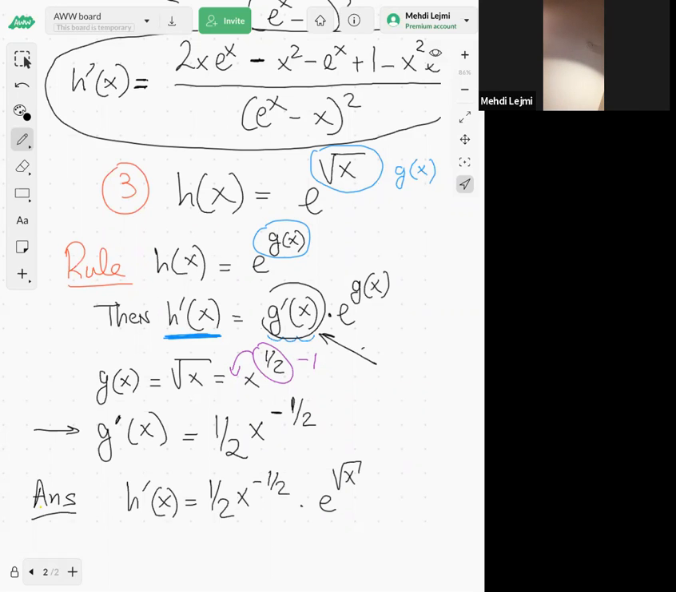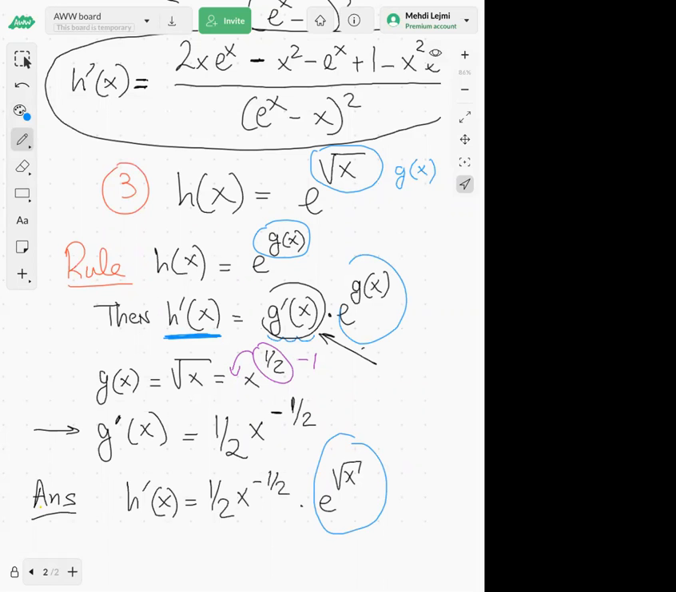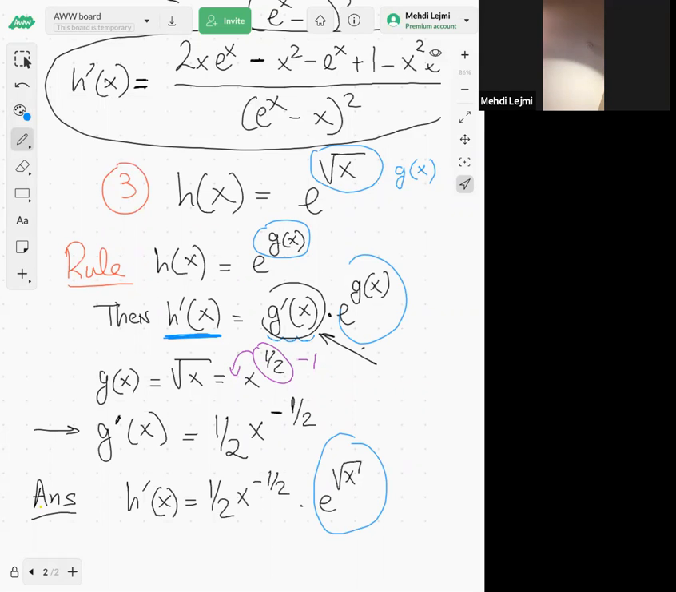Is there any question about this one, guys? So Ibrahima, do you see what I meant by e to the g? So here you keep the same function, right? This here should be e to the g of x, right? E to the g of x, the same function. Yeah, I got the same thing. Okay, so that's for number 3.